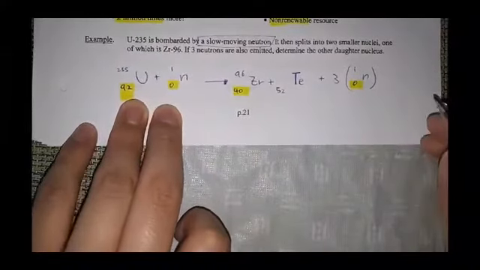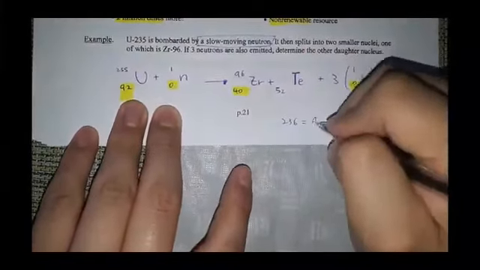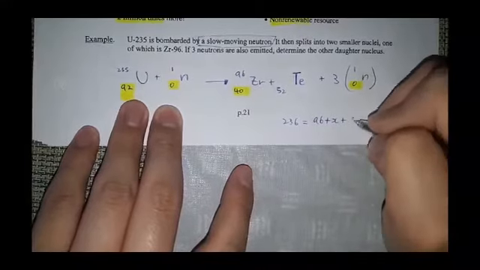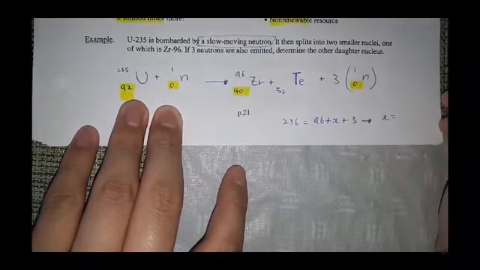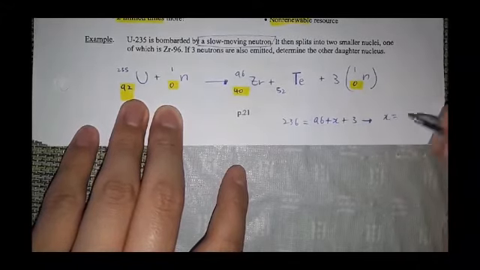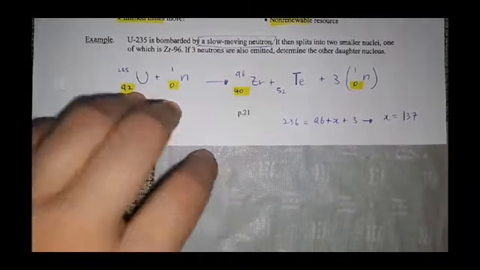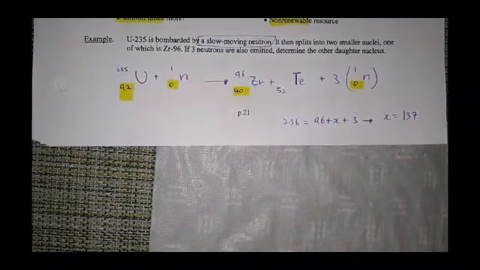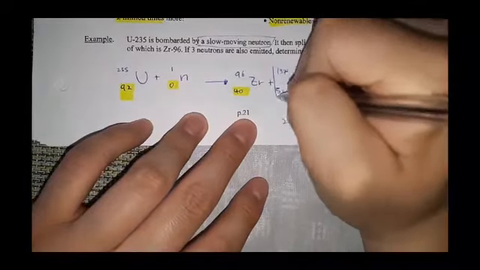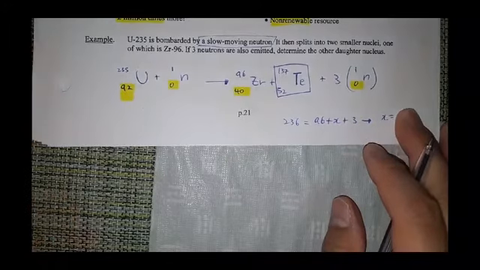Now next, the upper one is a little tricky, so you can put it this way. Left side together, 236, that is equal to 96 plus x plus 3 times 1, which is 3. So x, from simple isolation of numbers, you're going to find out that is equivalent to 137. Because it's like 236 minus 99. So 137, and that is basically one of the missing daughter nuclei.